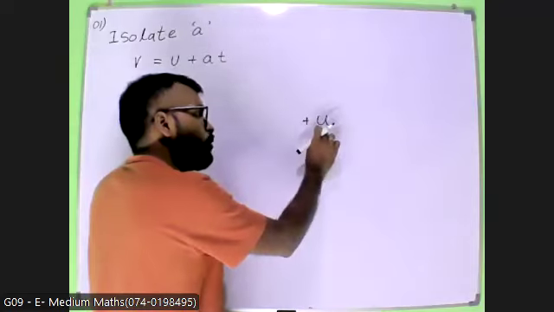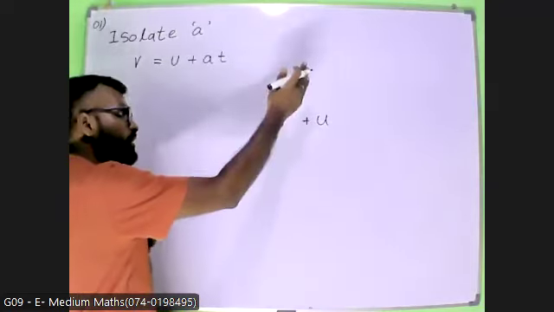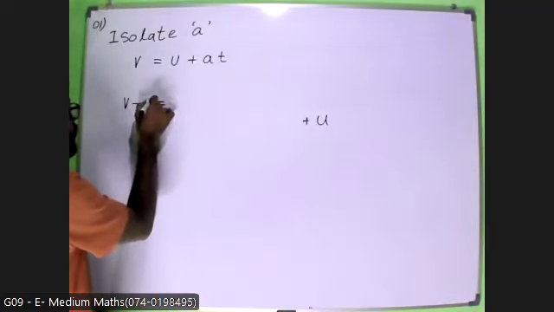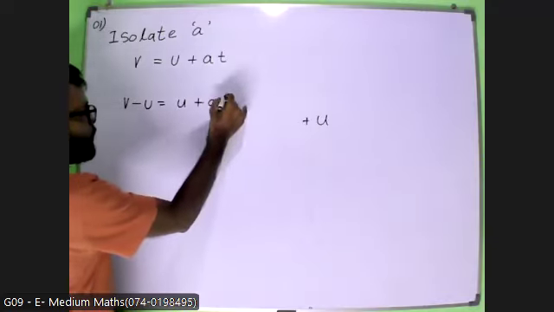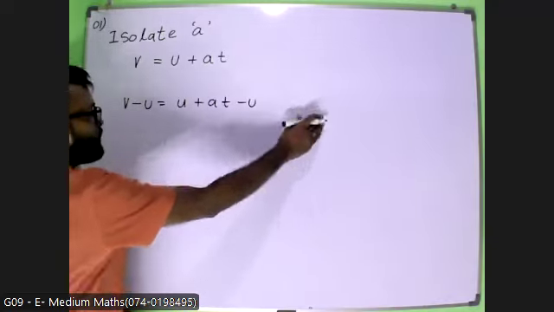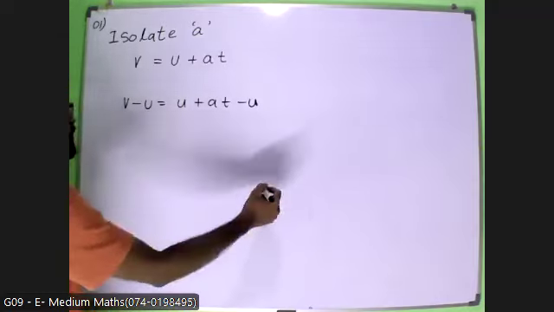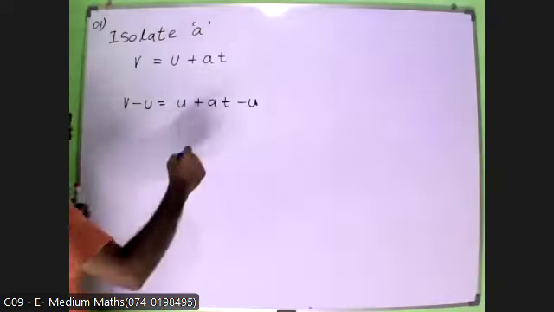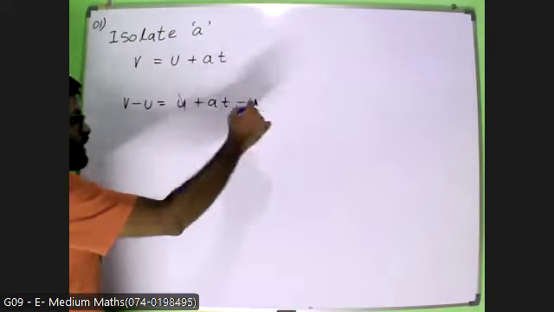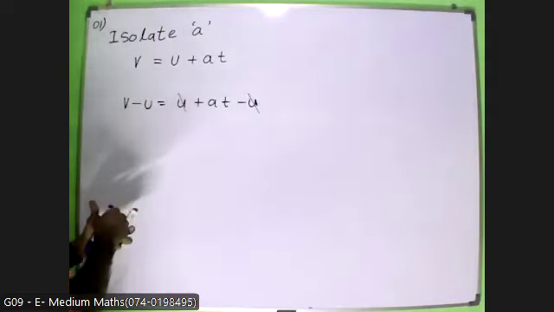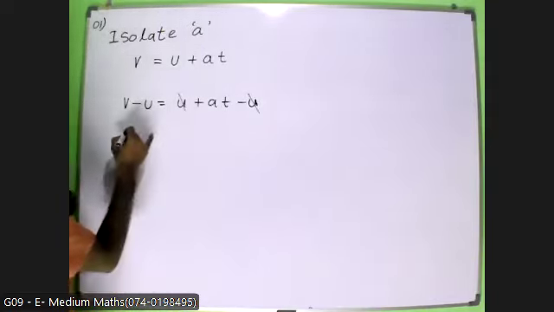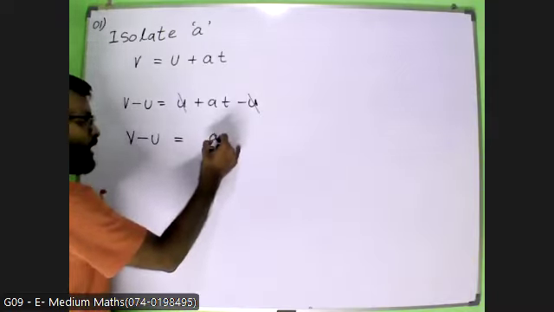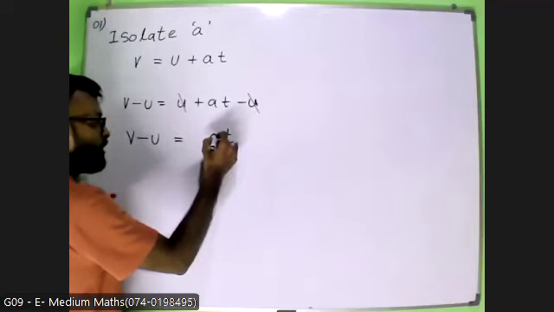So if you want to remove this U from your right hand side, what are you going to do? You are going to subtract U from both sides, like this, right? In both equations. Then you can cancel out. Then on your left hand side, what do you have? V minus U equals AT, right?